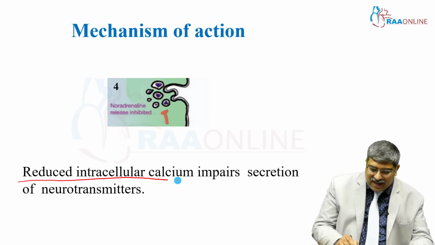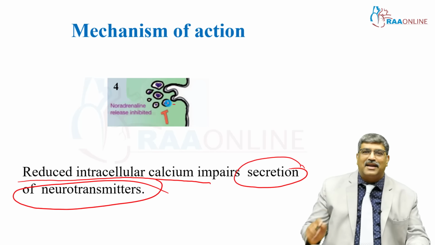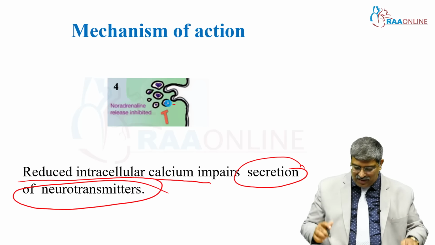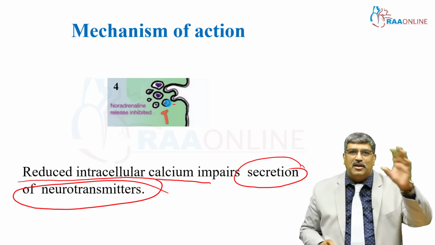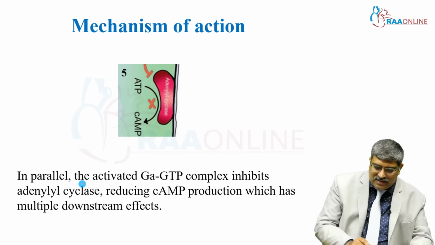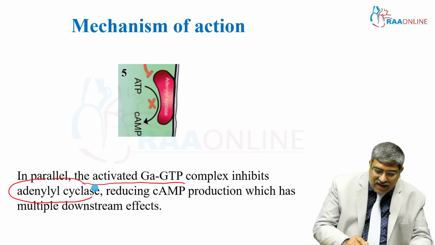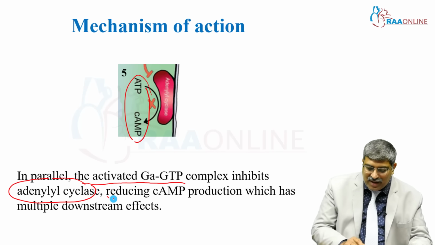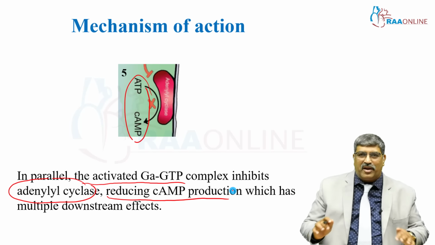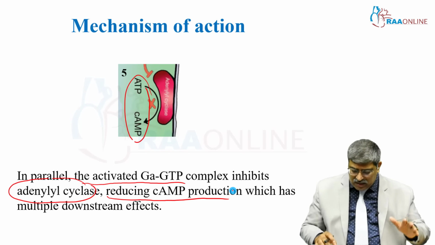This reduced calcium impairs the secretion of neurotransmitter. So, this is the final step. Your neurotransmitter release is prevented by the addition of dexmedetomidine to the alpha-2 receptor. In parallel, the activated G protein GTP complex also inhibits adenyl cyclase, thereby reducing cAMP production, which has multiple downstream effects. This is how the stimulation of the alpha-2 receptor happens at the cellular level.